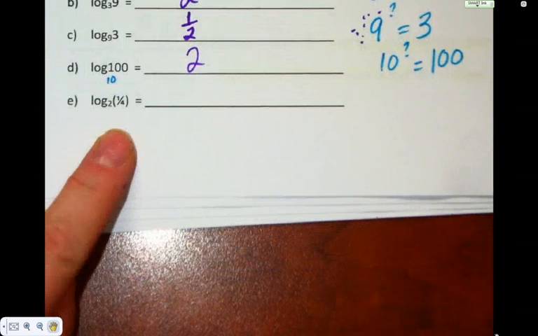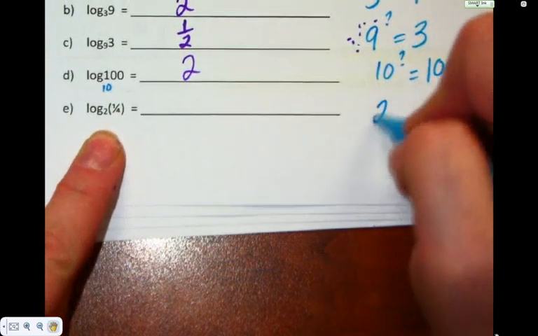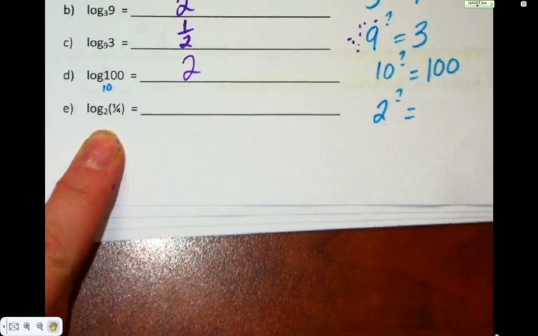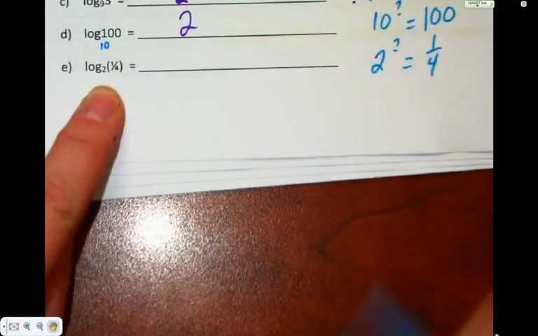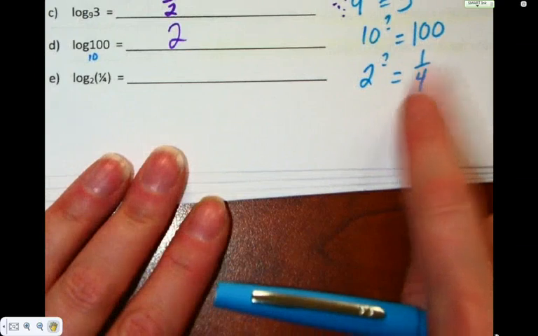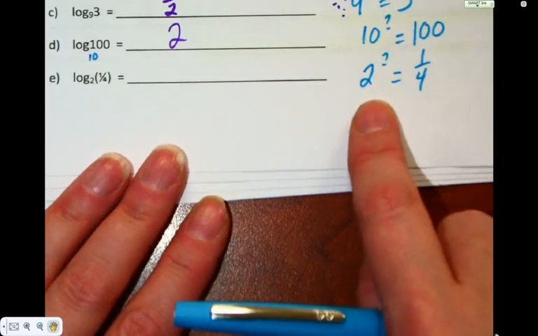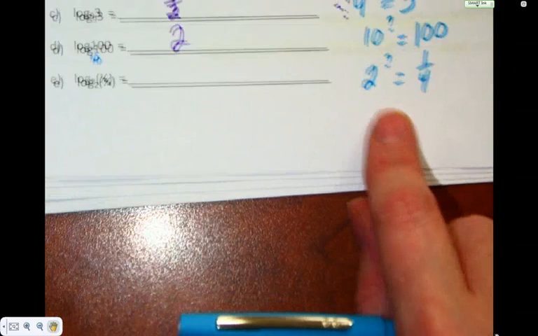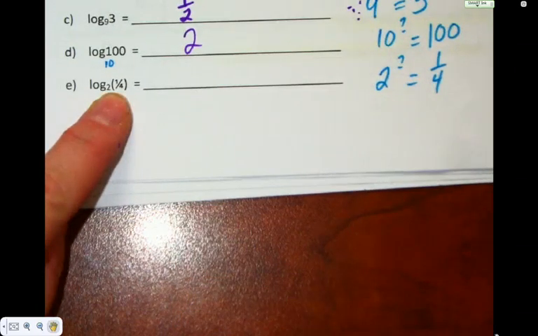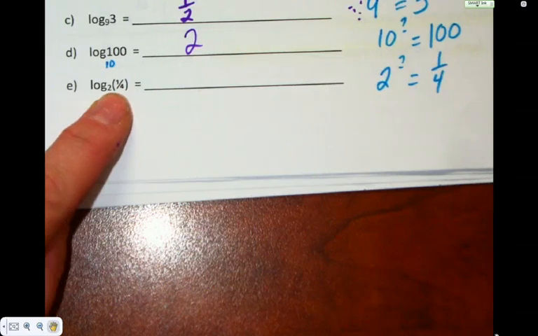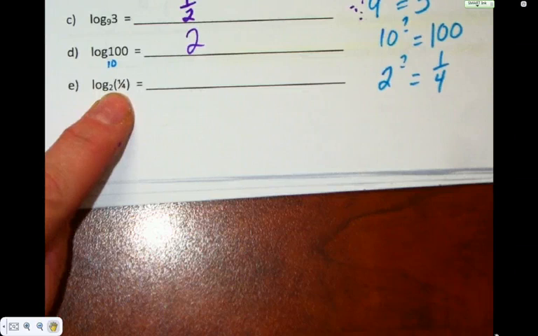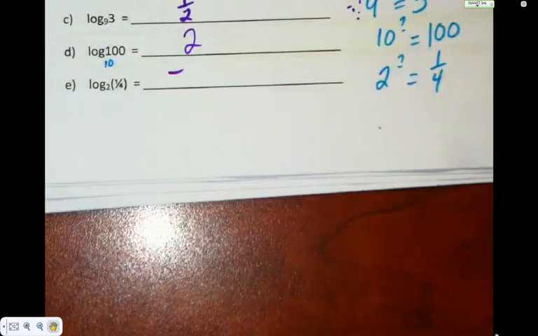Oh, fraction, ooh, okay. This is asking 2 to the I don't know equals a quarter. Well, you already know from your exponent laws, if the answer is a fraction, what do you know about the exponent? It had to be negative, so I'm going to repeat that. If the answer is a fraction, the exponent has to be negative. So we know it's a negative, we just have to figure out what's the number.